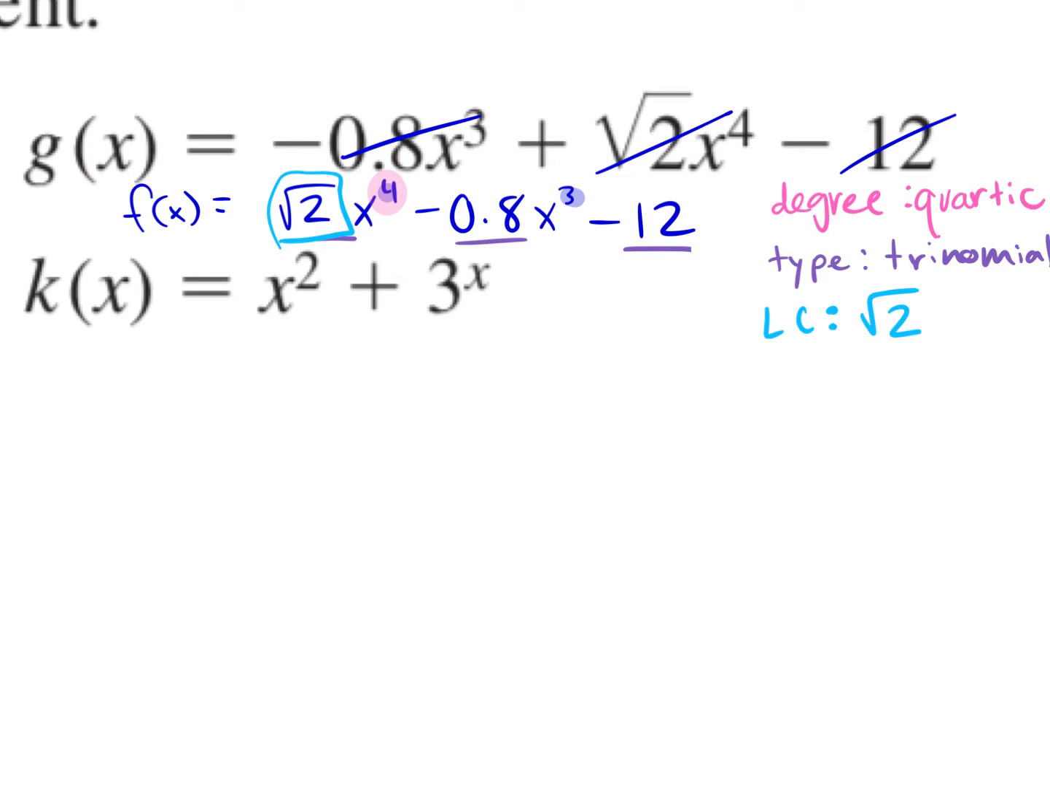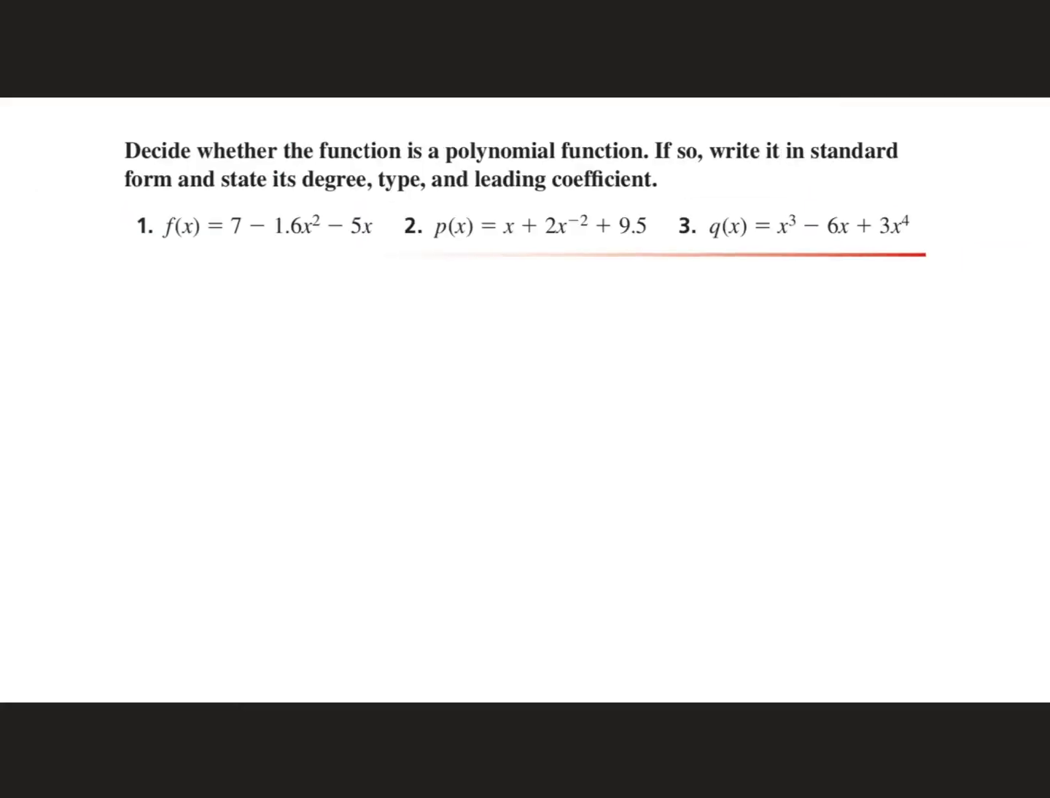What makes D different? There's an x as an exponent. A polynomial can't have x as an exponent, so this is not a polynomial. So we can't have negative numbers in the exponent as a polynomial, and we can't have x in the exponent. All right, so let's look at 1.